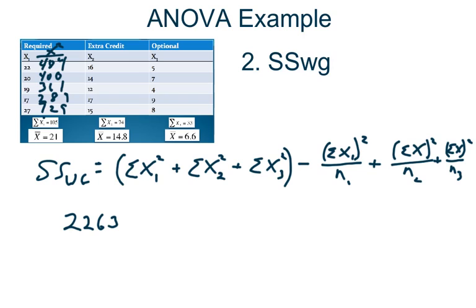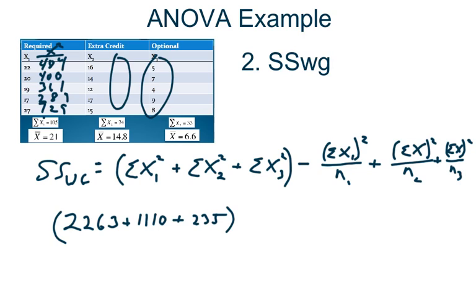And then if we did the next group here, we would get 1,110. And if we do this third group, square everything, we will get 235. That takes care of the first part, this part here. And then the second part, we're going to just take the sum of x, each of those scores.